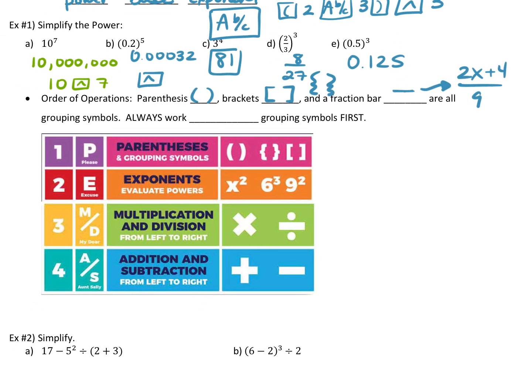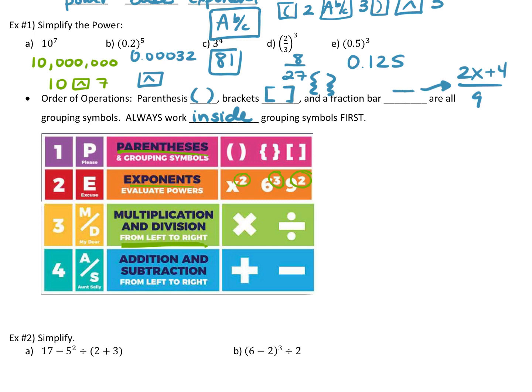You always have to work inside those grouping symbols first, okay? So whether it's a fraction bar, parentheses, or brackets, P, parentheses, always comes first, okay? And I'll explain that with the fraction bar eventually. We'll get there. So here are your things. Parentheses first, then you do the exponents. That's these guys, okay? Then you multiply and divide, but left to right, okay? And that gets done wrong a lot.